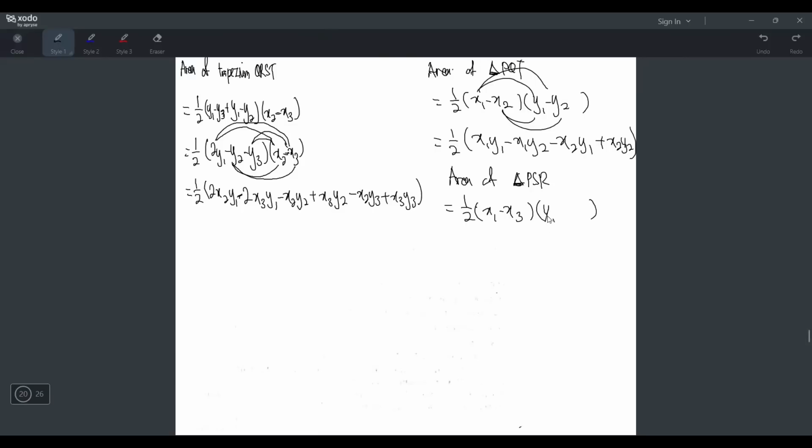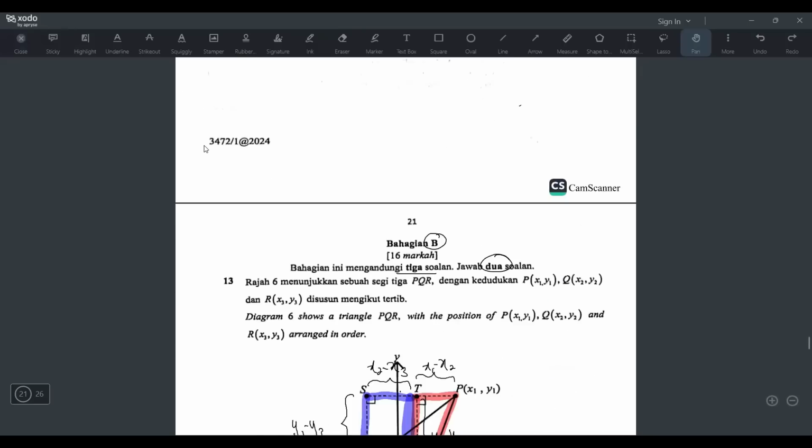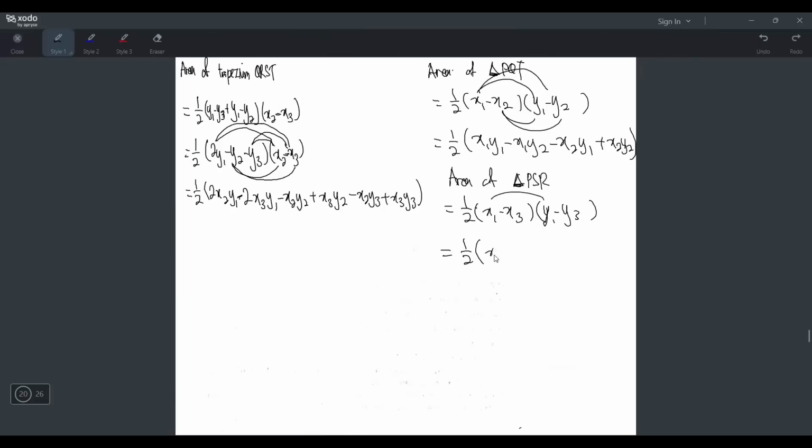Okay, now it's time to expand. So it becomes 1 over 2 bracket. Wait, did I write it correctly? Y1 minus, okay, correct. So now I have to expand. It becomes x1 times y1, which is x1 y1, x1 times negative y3, which is negative x1 y3, negative x3 times y1, which is negative x3 y1. The last one is negative and negative, positive x3 y3. Let me check if I wrote everything correctly. X1 y1 and yeah, correct.